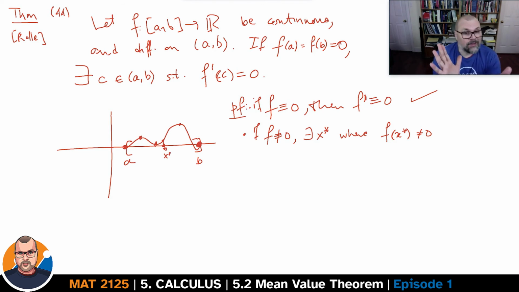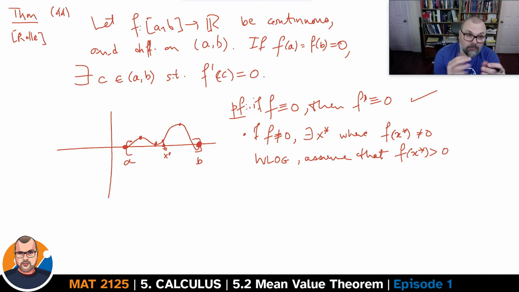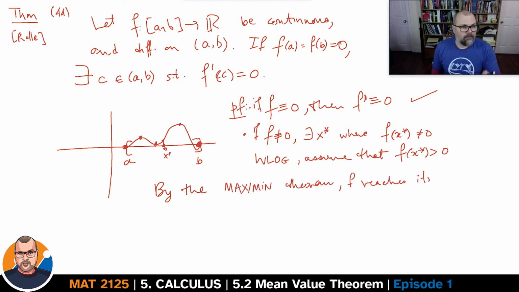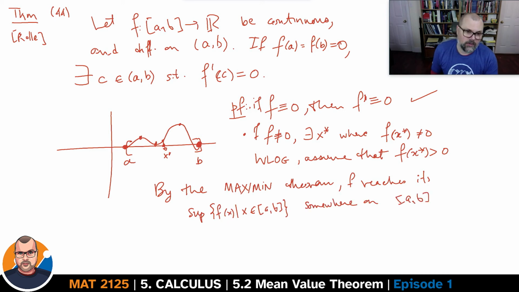Without loss of generality, let's assume that the value of the function there is actually positive rather than negative. The proof works just as well if f at x star is negative, but there'll be a few things you need to modify along the way. So we are assuming that the value of the function at that point x star is positive. By the Max-Min theorem in chapter 4, f will reach its supremum somewhere on the interval AB. That's because the function f is continuous and the interval AB is compact.